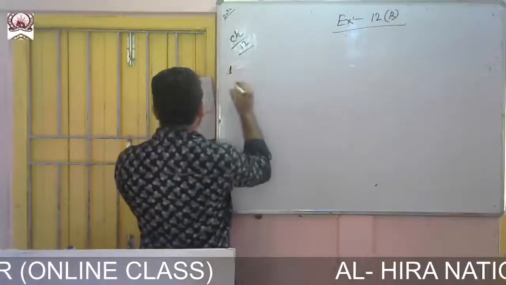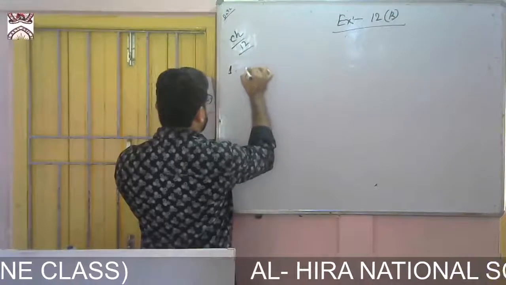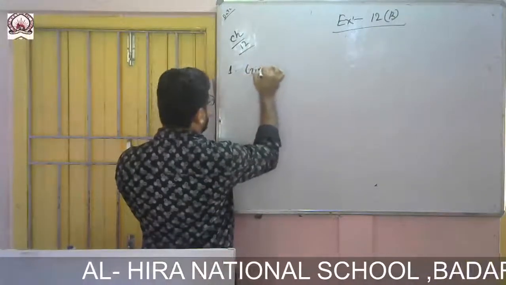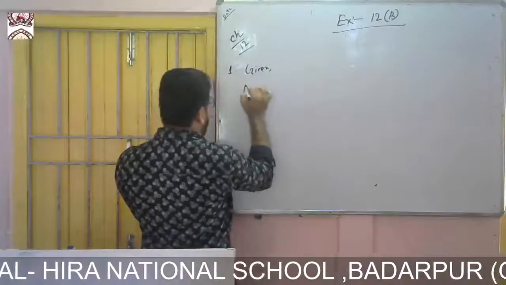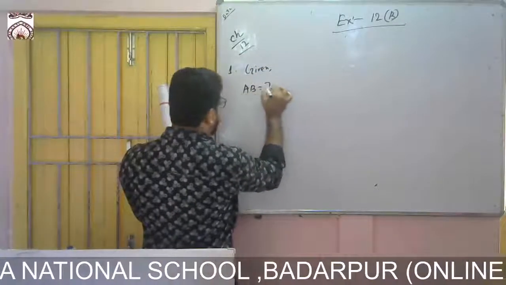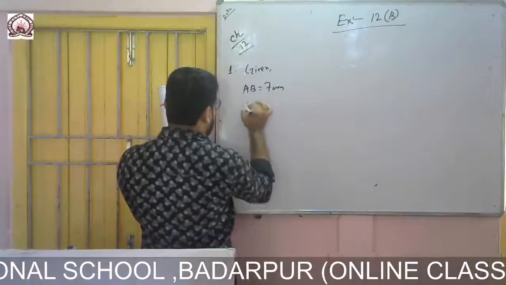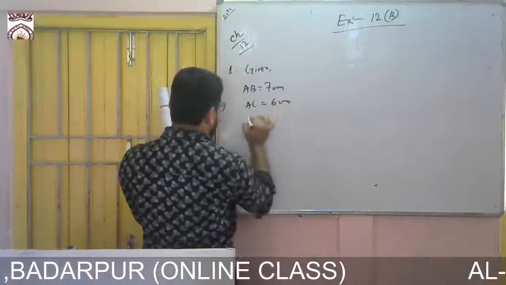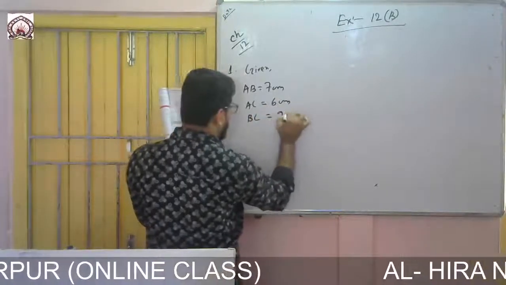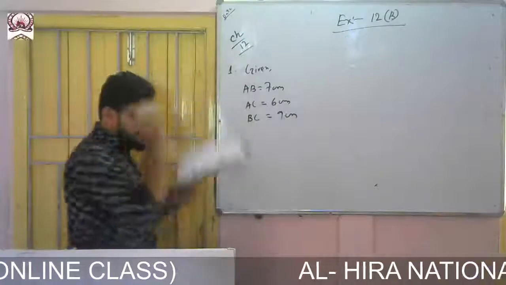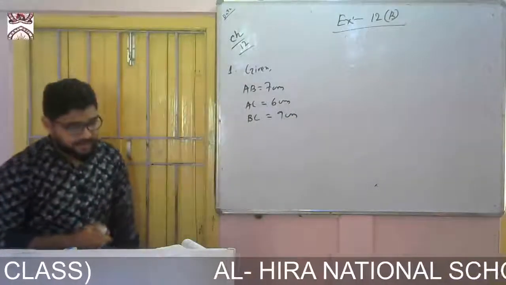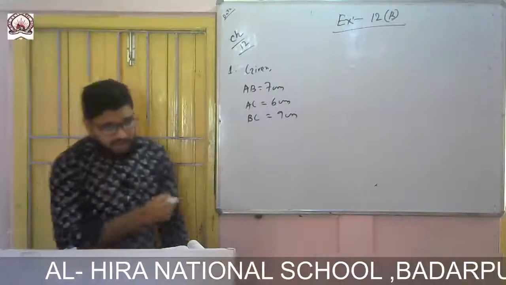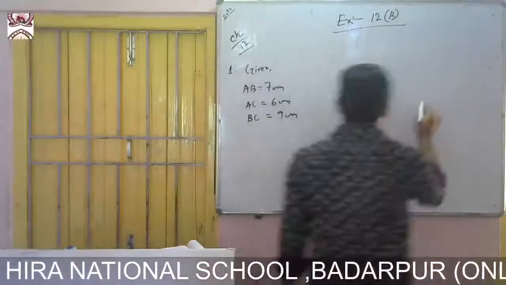See, first one is given: triangle ABC, AB equals 7 centimeter, AC equals 6 centimeter, BC equals 9 centimeter. That means I need to construct, okay? So AB is given 7 centimeter.